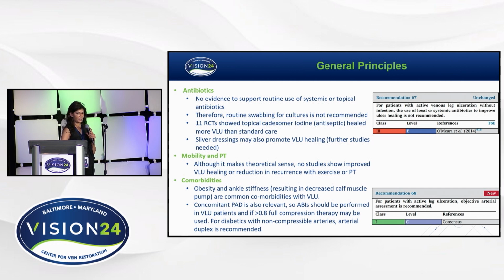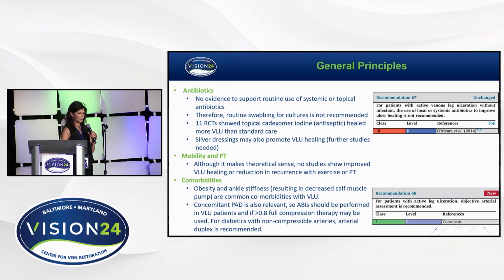As far as antibiotics, those mirror the U.S. recommendations from 2014 in that there's no evidence to support the use of systemic or topical antibiotics in the absence of infection. So routine swabbing and cultures is not recommended. However, there were 11 randomized controlled trials showing topical cadexomer, which is an antiseptic, did heal more ulcers than standard care. And silver dressings do show that they promote venous ulcer healing. So that's an unchanged recommendation for them.